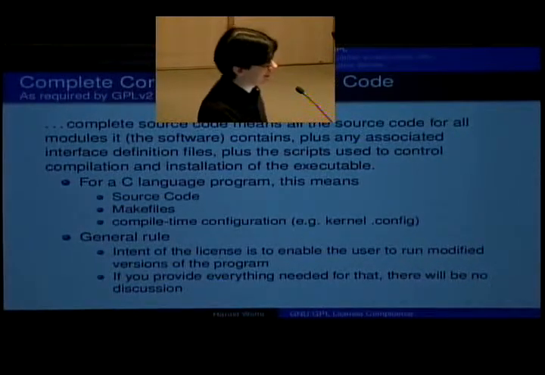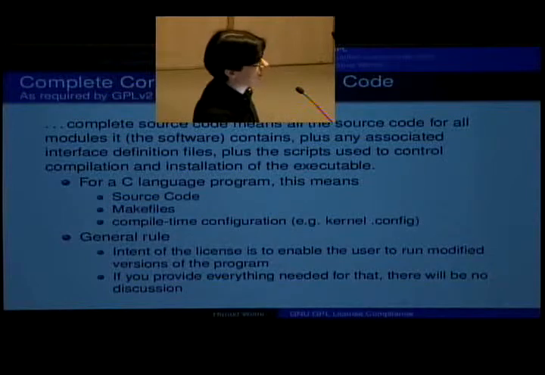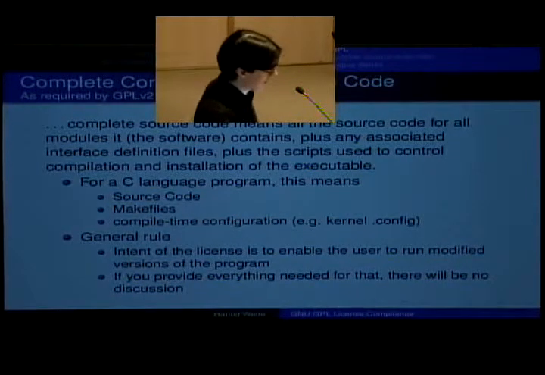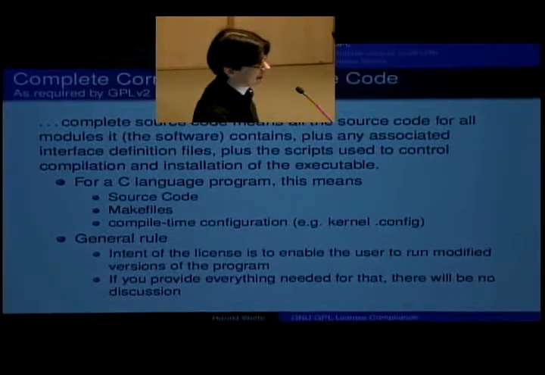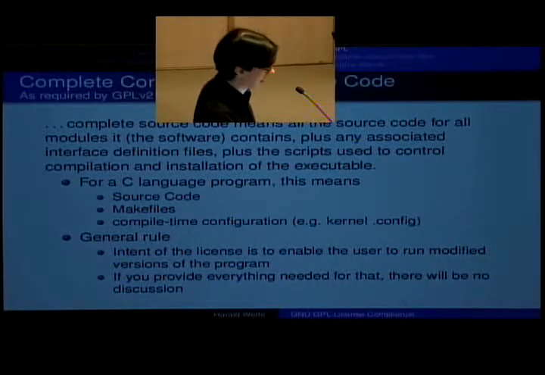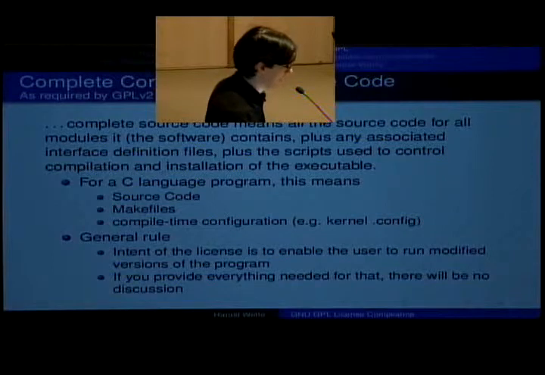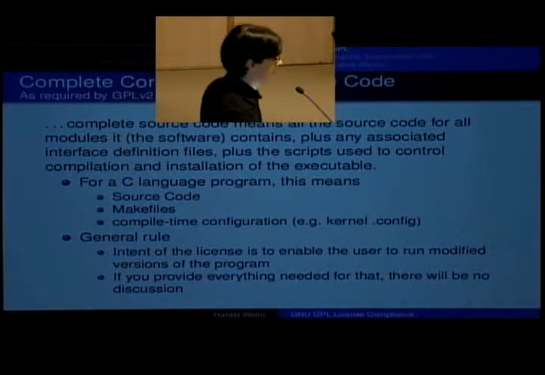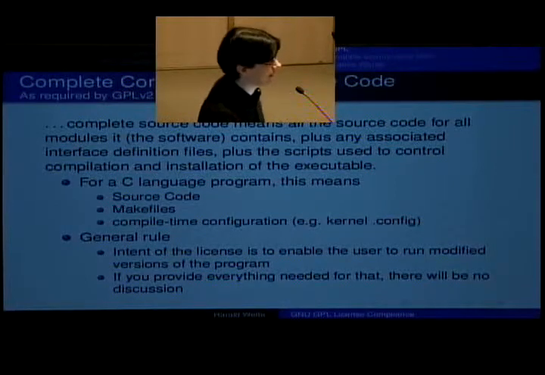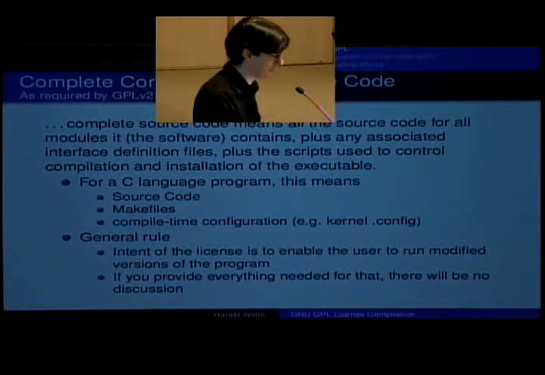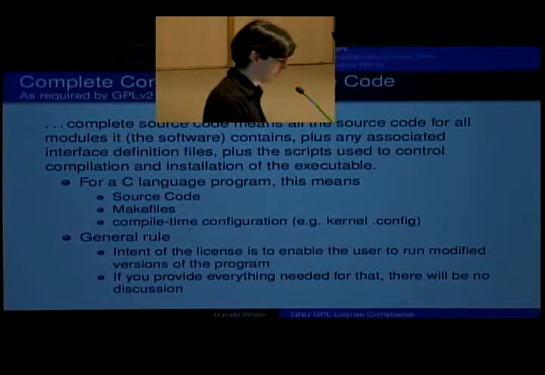The GPL has a statement on what's called the complete corresponding source code. This is something where in practical GPL cases we see a lot of issues. The GPL states that complete source code, which is the source code that needs to be provided, means all source code for all modules the software contains, plus any associated interface definition files, plus the scripts used to control compilation and installation of the executable.